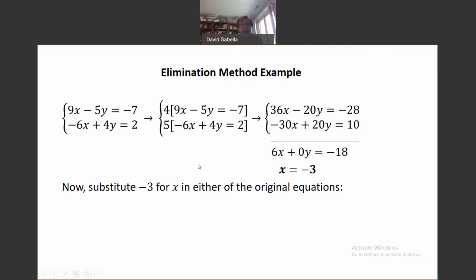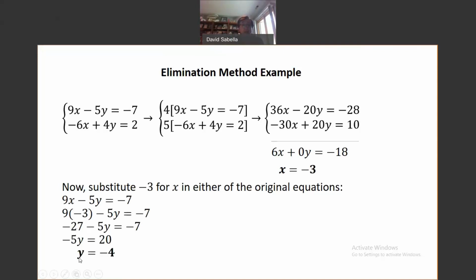So I'm going to take x equals negative 3 and plug it into the first equation to give me 9 times negative 3 minus 5y equals negative 7. Negative 27 minus 5y equals negative 7. Add 27 to both sides, I get negative 5y equals 20. And then when I solve it for y by dividing both sides by negative 5, I get y equals negative 4, giving me the solution to the system of negative 3, negative 4.